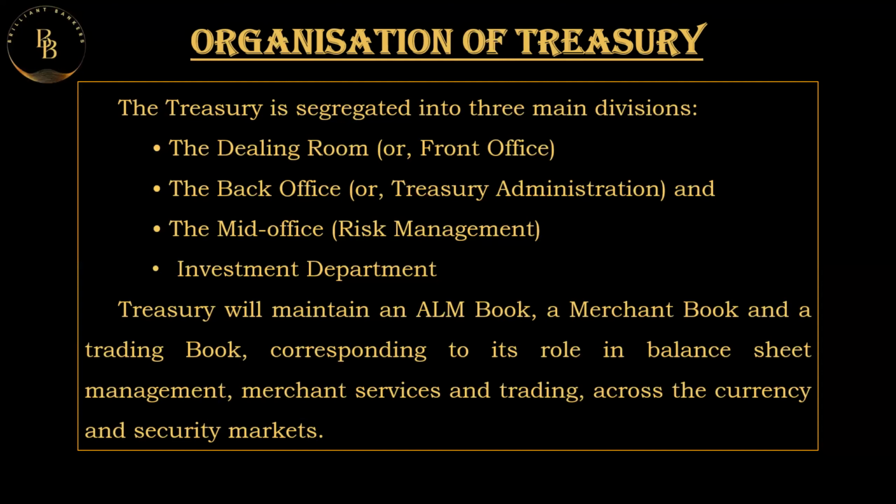So CCIL maintains a settlement guarantee fund by collecting the margin money from these treasury branches or the back office, and constitutes it in order to avoid payment failures by the bank.